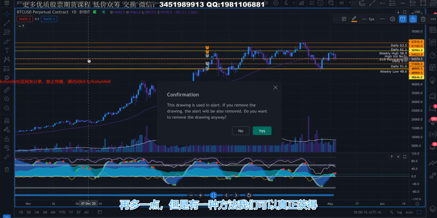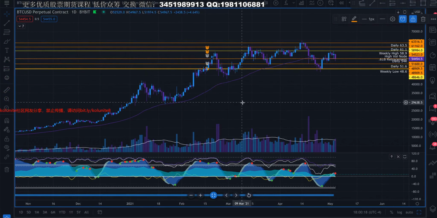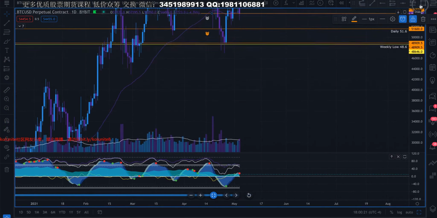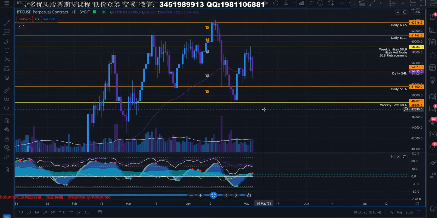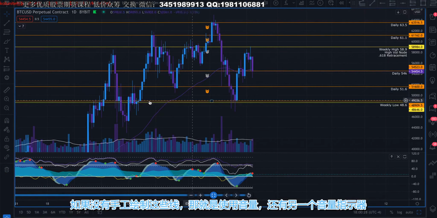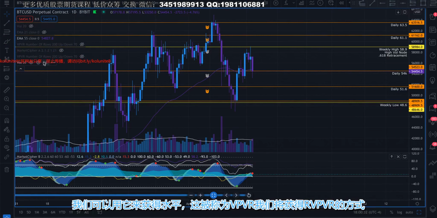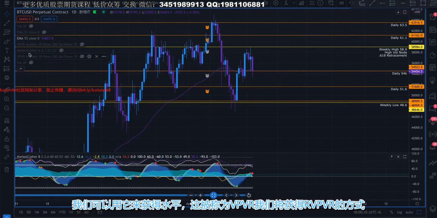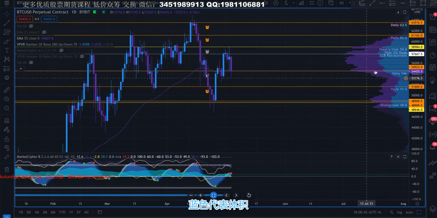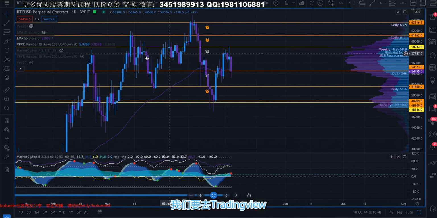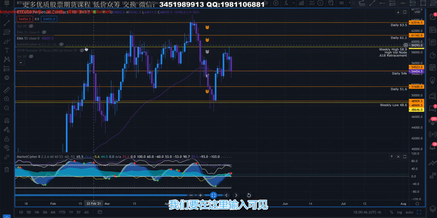But there's a way that we can actually obtain support and resistance levels without actually drawing these lines by hand, and that's using volume. There's another volume indicator that we can use to get levels, and that is called the VPVR. The way we're going to get our VPVR, this is what it looks like. The purple represents sell volume, the blue represents buy volume.